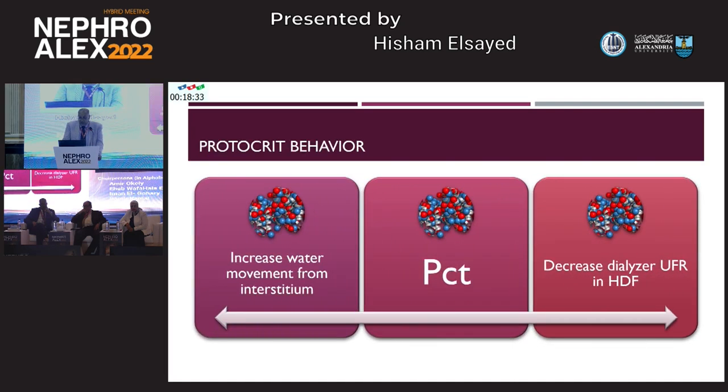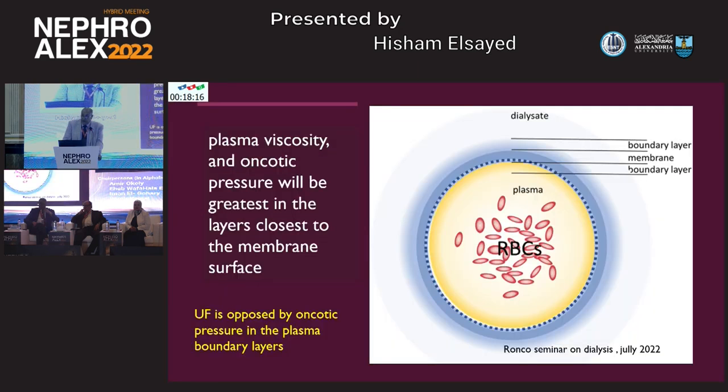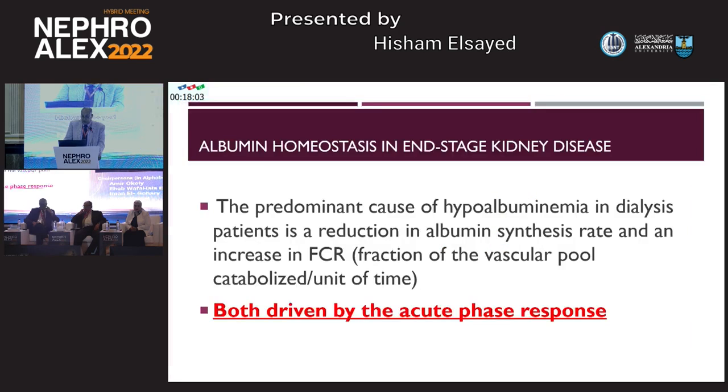The protocrit behavior has two significant changes inside the dialysis or extracorporeal circuit, where it increases water movement from the interstitium. On the other hand, it decreases dialyzer ultrafiltration, exactly as in hemodiafiltration. So in hemodialysis or hemodiafiltration, we have a protein contact just adherent to the dialysis membrane in the boundary layer, and this protein contact is mainly of albumin, and it decreases the ultrafiltration.